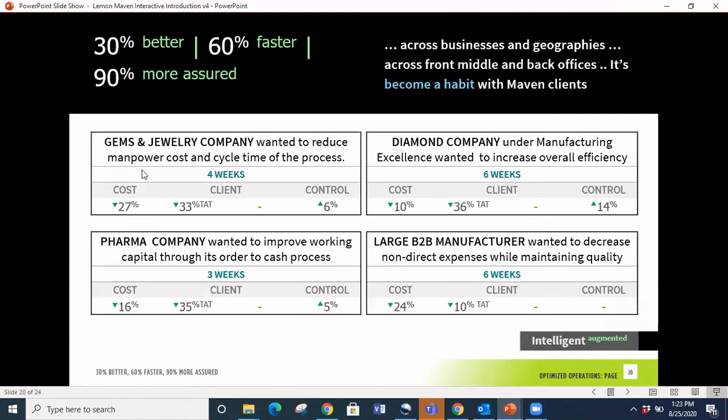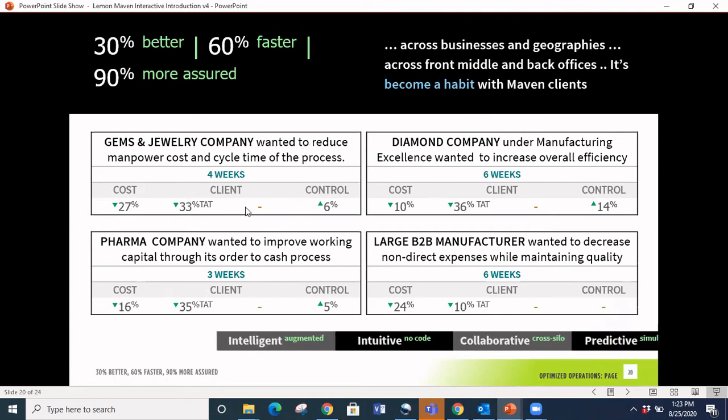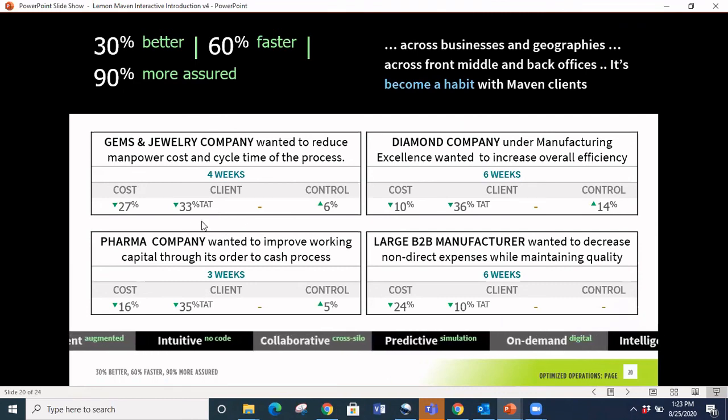The first use case you can see here is a recent one. There is this gems and jewelry customer who designed their solution to reduce their overall delivery time by 33%, and they designed this solution in just 4 weeks. The improvement in their cycle time also led to an improvement in cost by reducing their cost of holding inventory.